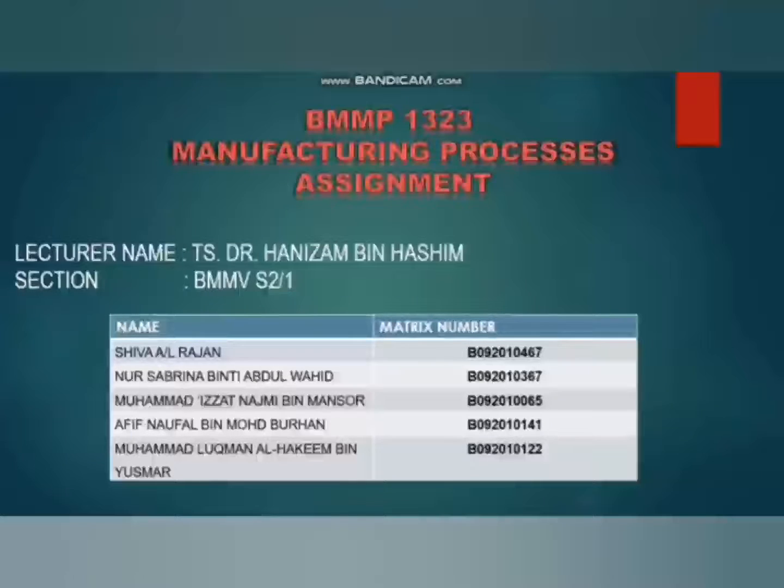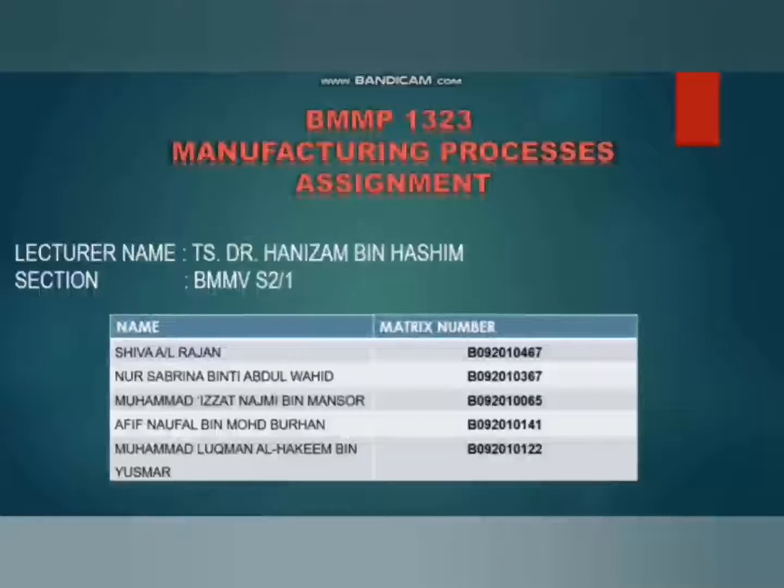The group members are as follows: myself, Shiva Analalaki Rajan, B0920100467; Nur Sabrina Binti Abdul Wahid, B0920100367; Muhammad Izzat Najmi bin Mansor, B0920100065; Afif Naufal bin Muhammad Burhan, B0920100141; and Muhammad Luqman Al Hakeem bin Yusmar, B0920100122.